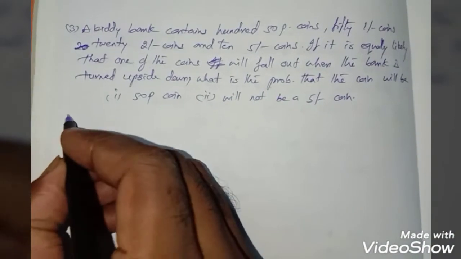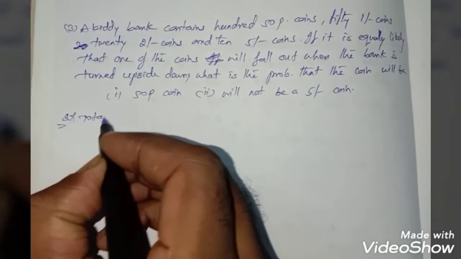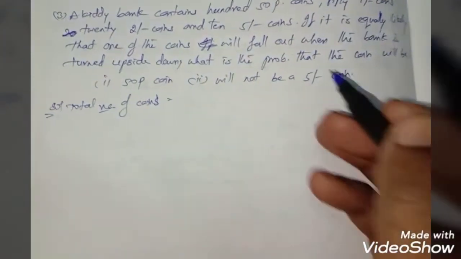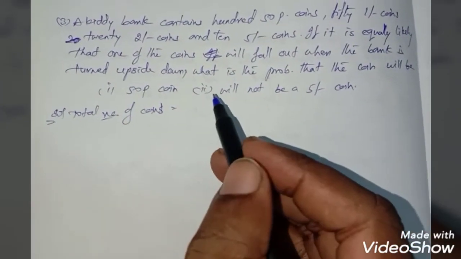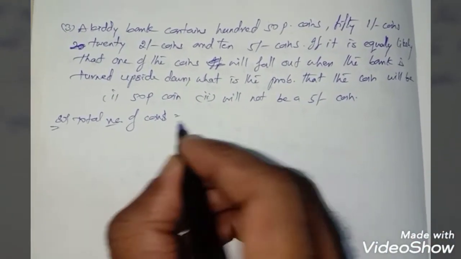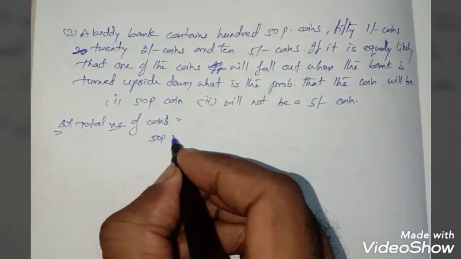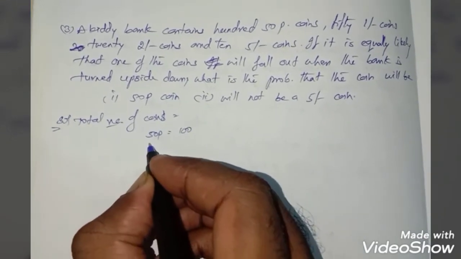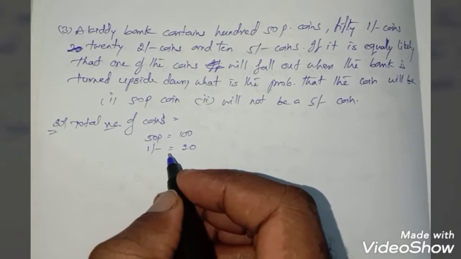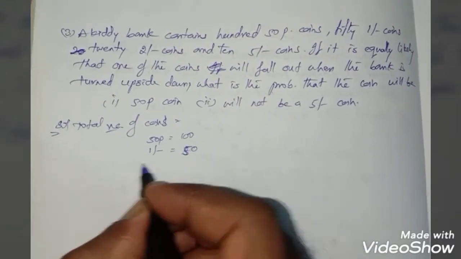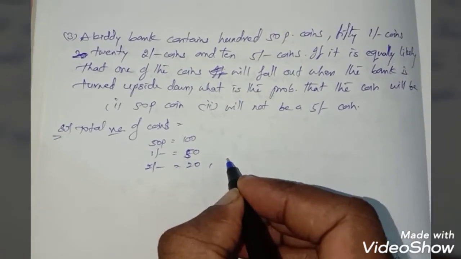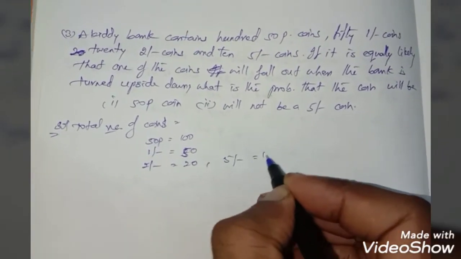Right. Now the total number of coins is equal to, so they have given 50 paise coins as 100, and 1 rupee coins are 50, and 2 rupee coins are 20, and 5 rupee coins are 10.